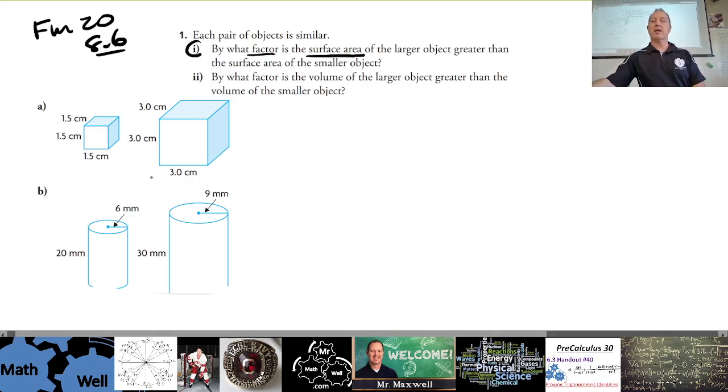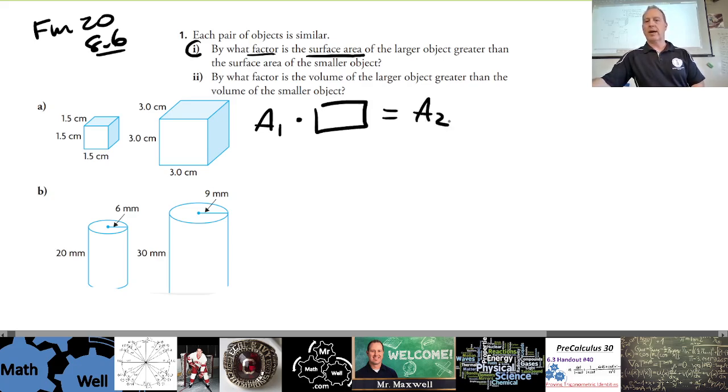Okay, does it have to do with the scale factor? So area 1 times something to do with the scale factor equals area 2, right? And what is that? Is it just K? K, sorry, K squared, right? Okay, so by what factor is the surface area of the larger object greater? So all we need to do is find K and then square it, right? So you don't have to find the surface area.